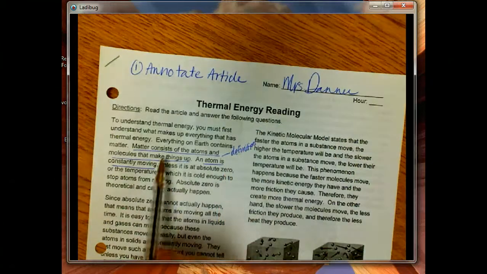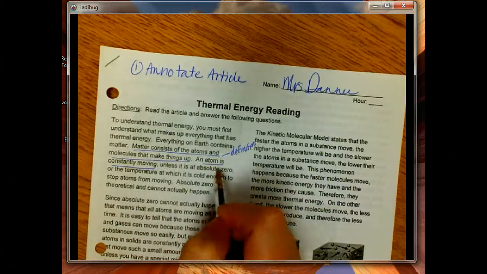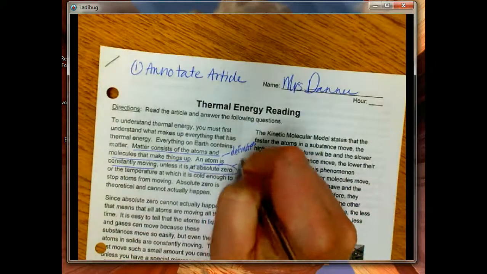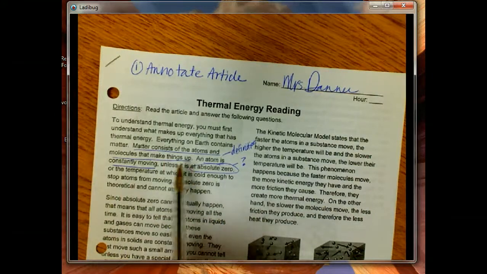Okay, so I'm highlighting that to myself to say, okay, here's matter, here's atom, and here's absolute zero. Absolute zero. What if you've never heard of it? Well, as you keep on going, it's going to tell you some of this stuff. So you should be marking up the text.